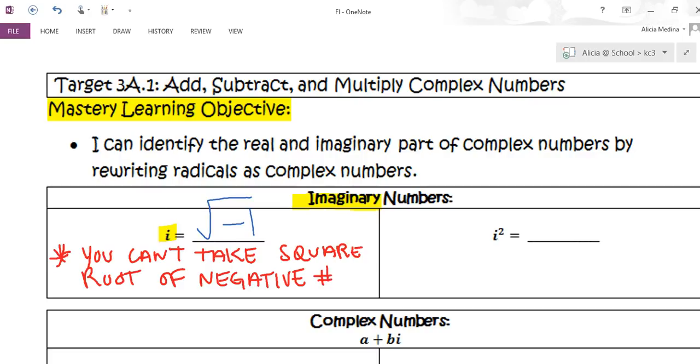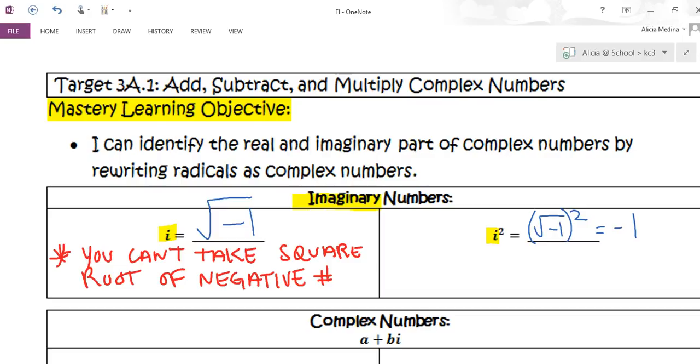Likewise, if I have an i squared, that is still imaginary. What that actually simplifies to is this: if I know that i is the square root of -1, I have to square that. When I square the square root of -1, my answer is just -1. So anytime you have an i, it's the square root of -1. Anytime you have an i squared, it's just -1.